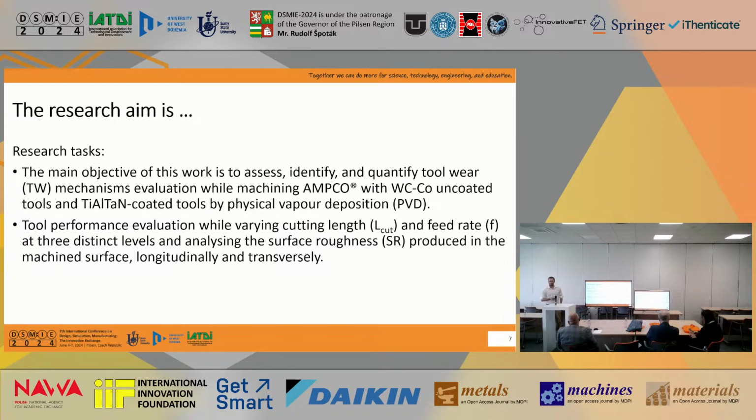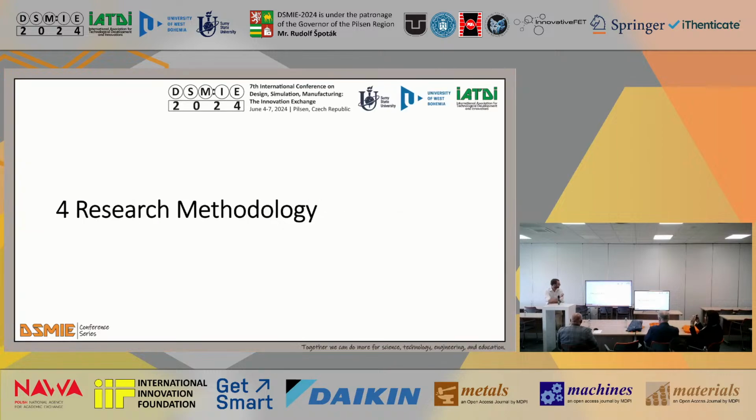The main aims for this study was to assess, identify, and quantify the tool wear of these tools while regarding the surface roughness obtained. While also assessing tool performance evaluation while varying two types of parameters, which was the cutting length and the feed rate of the machine, and maintaining the spindle speed.